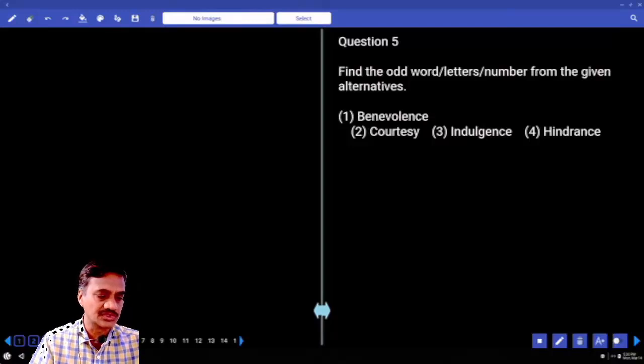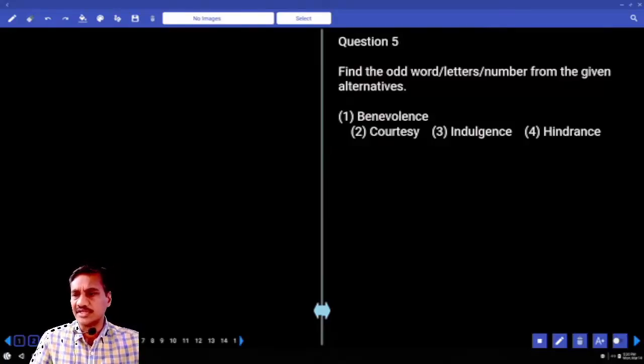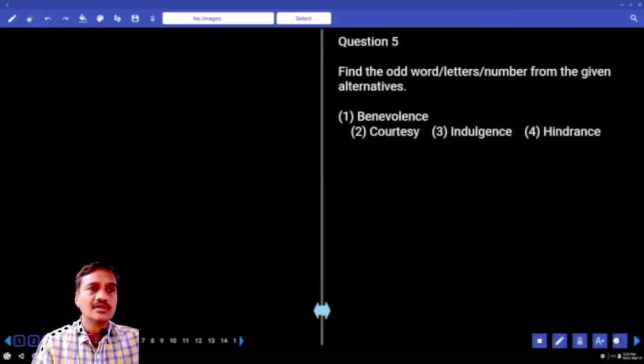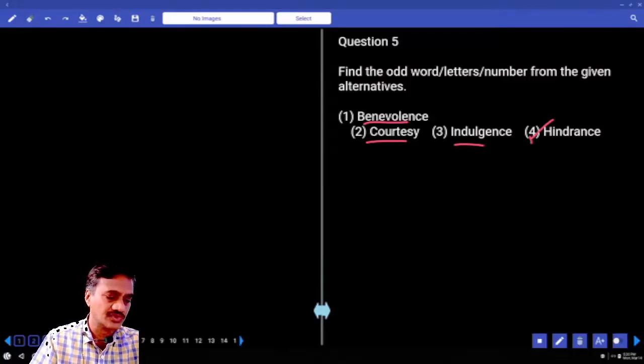Now in this case, question number 20. Now benevolence, and from the given alternatives, tell me what do you mean by this word? Benevolence, courtesy, indulgent and hindrance. Now except hindrance, the remaining 3 come under the same category or not? Now synonyms to each other. Benevolence, courtesy and indulgence are synonyms. And fifth, it is choice 4.